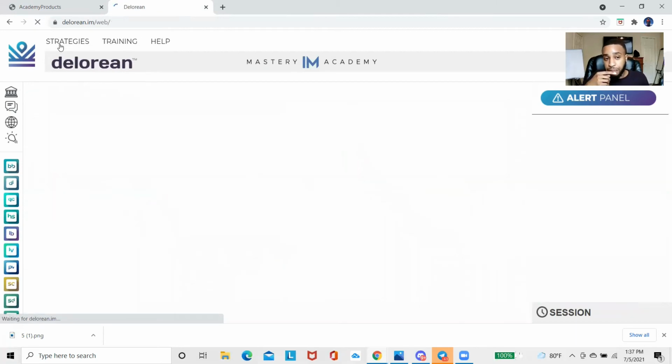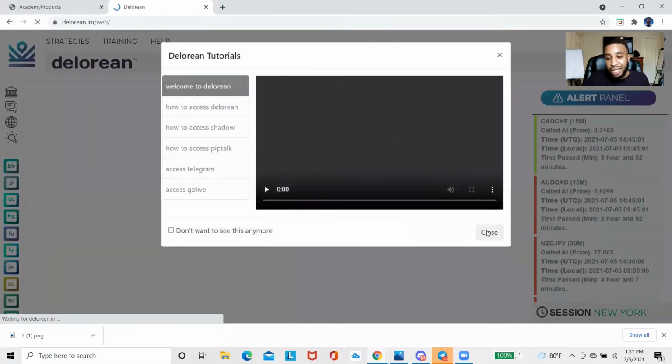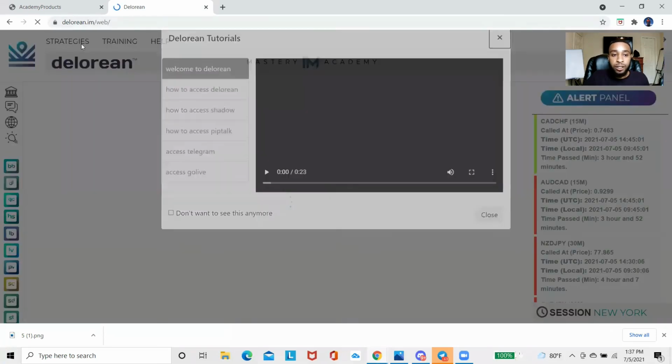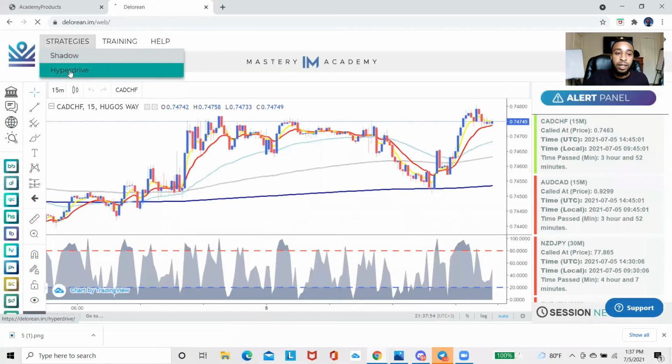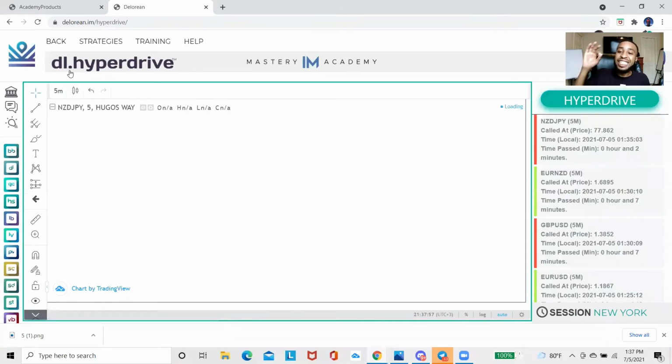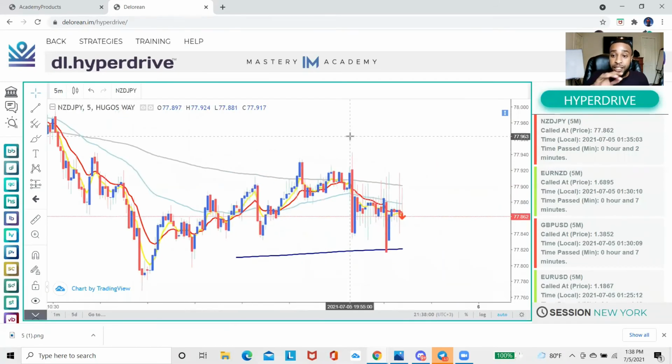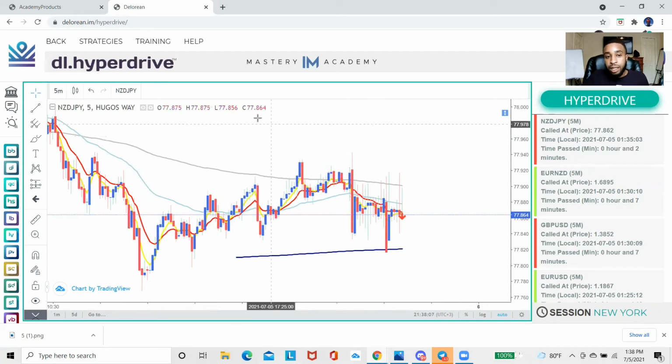And then finally, the most recent addition, because Shadow's honestly been around for a while, is going to be DeLorean Hyperdrive. So if I actually go click on DeLorean, right? Hover over it and click on Hyperdrive. Hyperdrive is literally the exact same concept as the DeLorean I just showed you. It's just only on the 5-minute time frame.